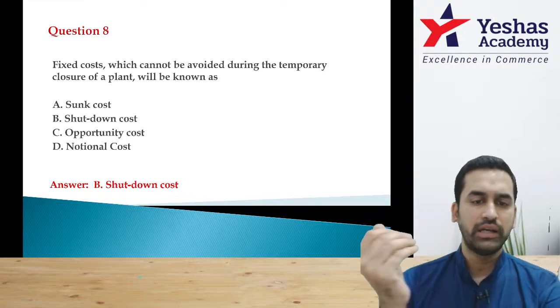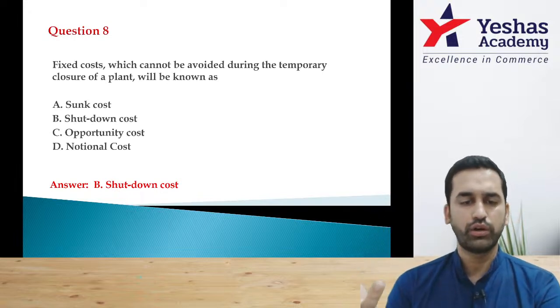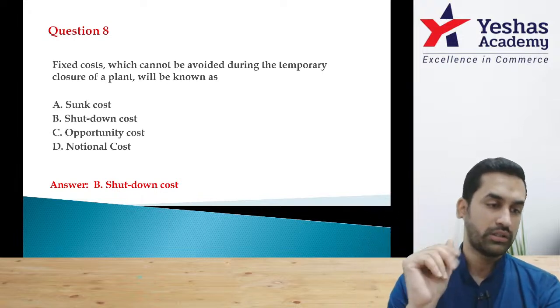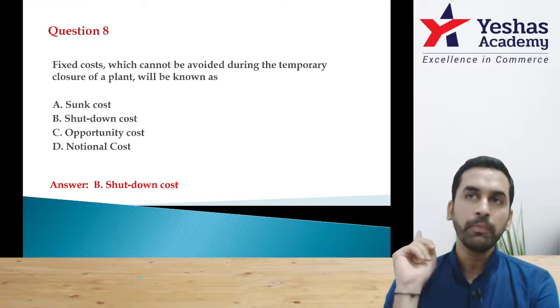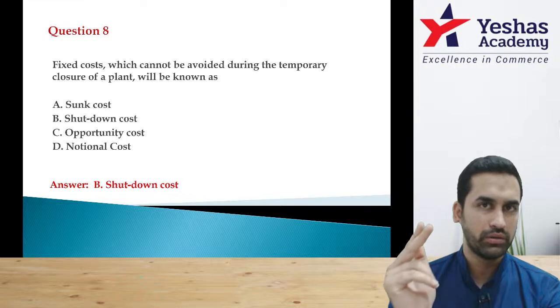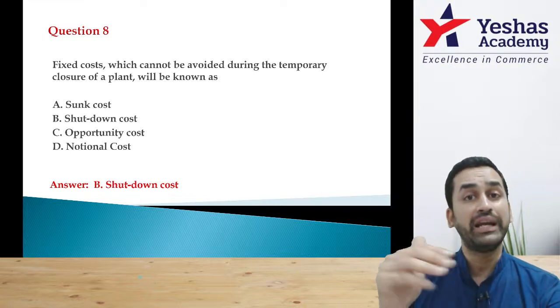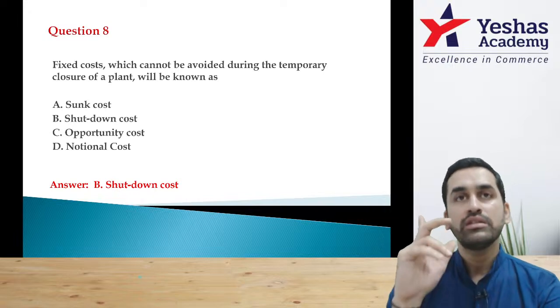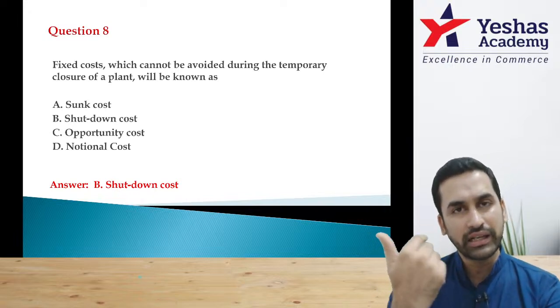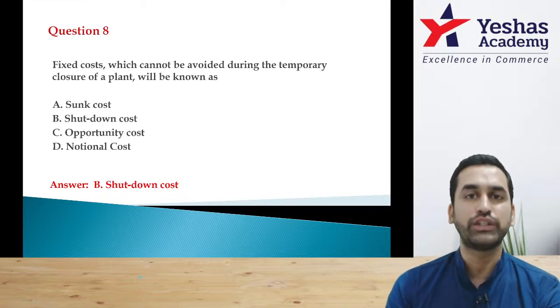Let me explain even the other option, sunk cost. I am sure for options C and D, opportunity or notional cost, you know. Sunk cost, some students have confusion. See, historical cost and sunk cost. I keep getting this doubt on Telegram. Historical cost is anything that is paid in the past. Sunk cost is anything that is paid in the past which can never be converted back to cash.